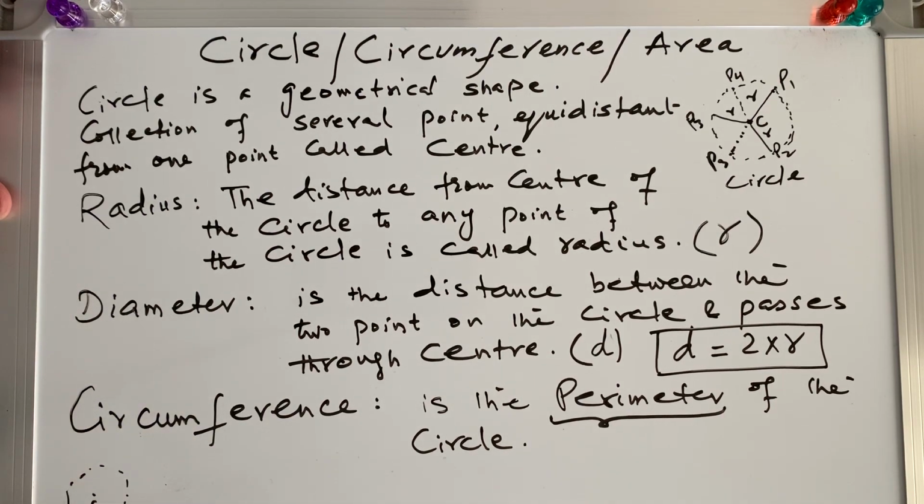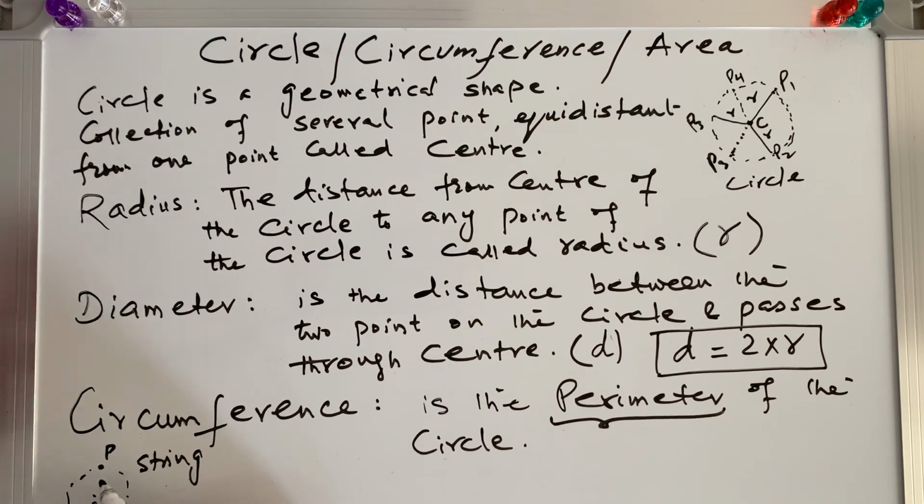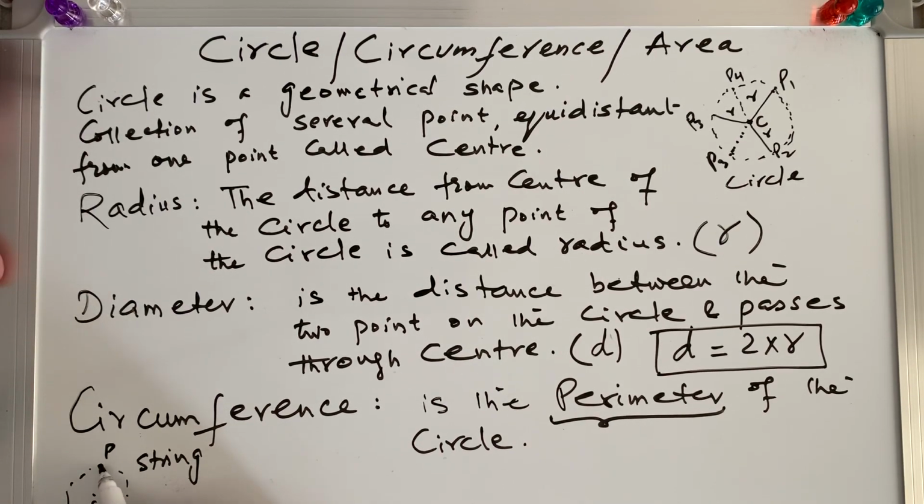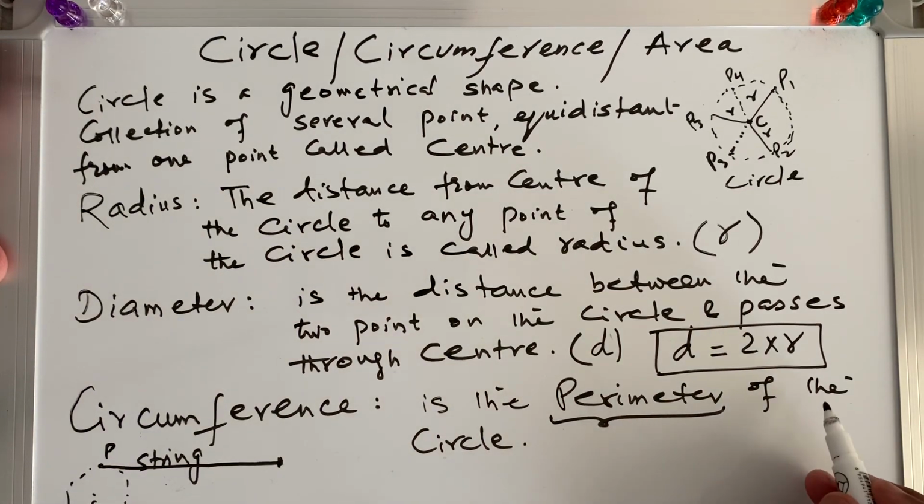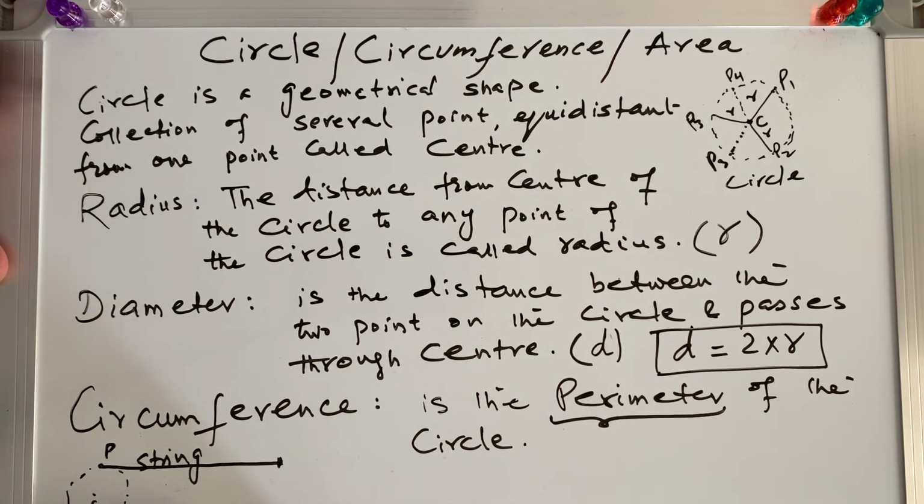C is the center. If I take this point P like this, and if I unwind this circle, if I make this circle by a string, right? Make a string circle, and then you hold your finger at the point P and then open the string up, right? If you open the string, this is the length of the circle, and this is called circumference. Circumference is the perimeter of the circle, and this circumference is equal to pi times diameter.